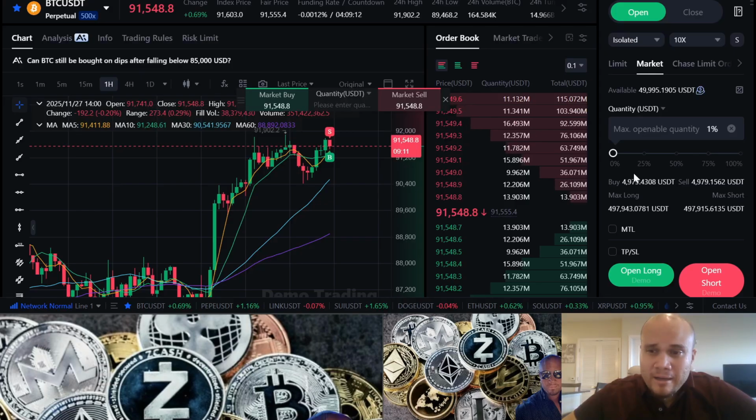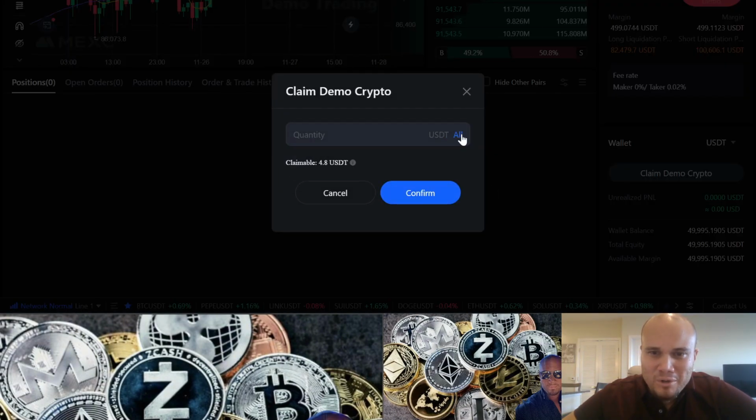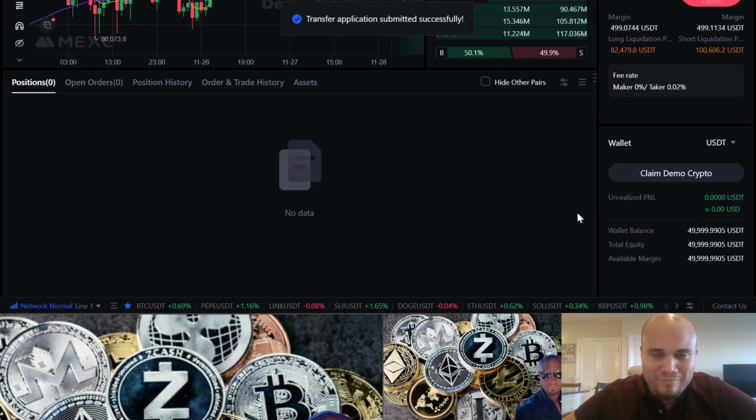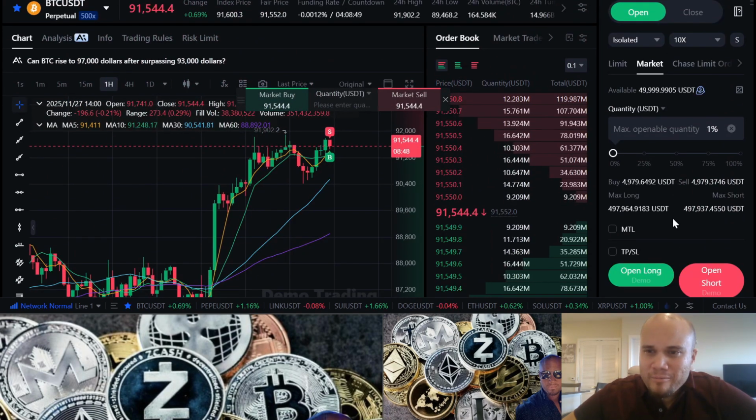Okay. Anyways, so on the demo account, it says here $49,995 available. They give you the option to have 50,000. If you ever want to replenish the account here, you can just claim some more demo money and confirm. All right, and it brings it up to $50,000 here. Okay. Moving on from there.